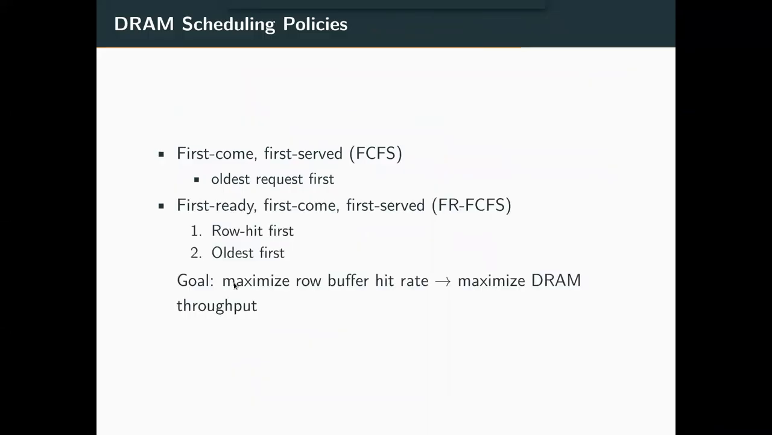We also can do, because of this, something called first ready, first come, first serve. So what this will do is it'll be favoring row hits. So if a request comes in and it would be a row hit if we sent it across the bus to our DRAM, we'll go ahead and do that. Otherwise, we'll just do the oldest first. So that seems pretty reasonable.